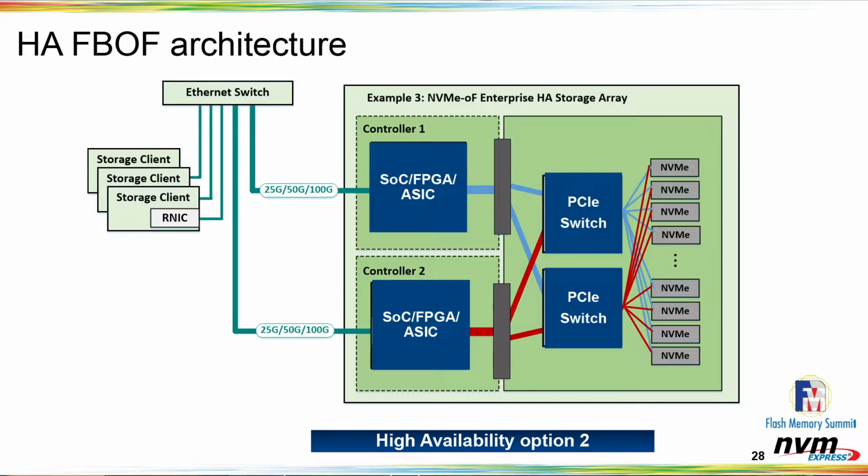So if you have 16 lanes coming out of that device, 8 lanes will go to one PCIe switch, the other 8 lanes will go to the other PCIe switch. Here you can handle, even if the PCIe switch fails, you can recover from that. So that's another example of a high availability kind of model.